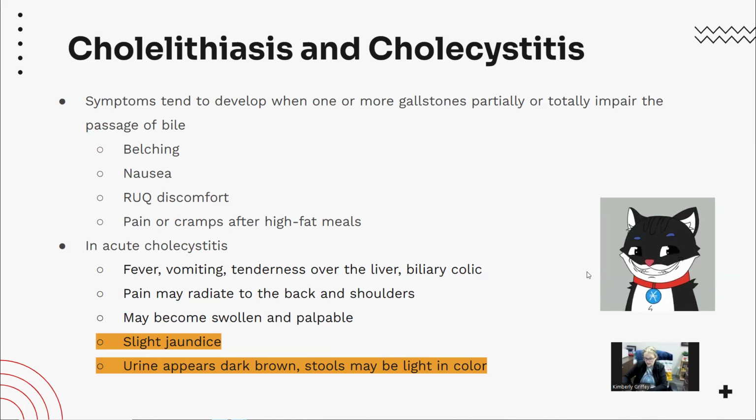So another way to test is to do Blumberg sign, and that looks for rebound tenderness. But this is only to be done by an advanced practice nurse or a physician. You can have a positive Murphy sign, and that's when you have pain with deep inspiration, when you palpate up underneath the rib cage. So when pressure is applied directly to the ribs, the pain is noted on palpation.